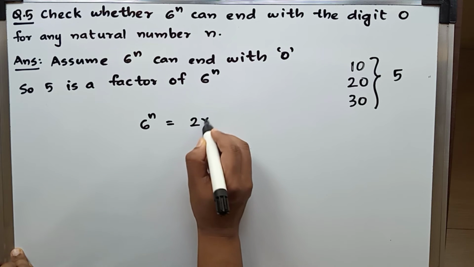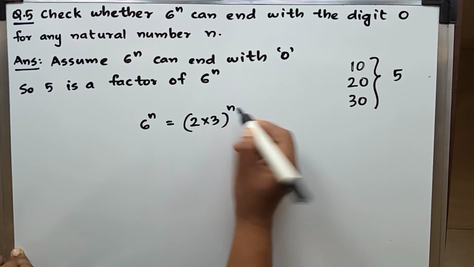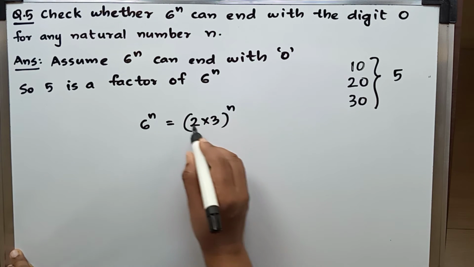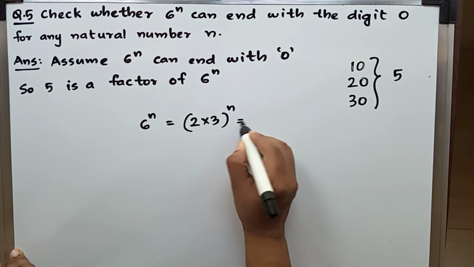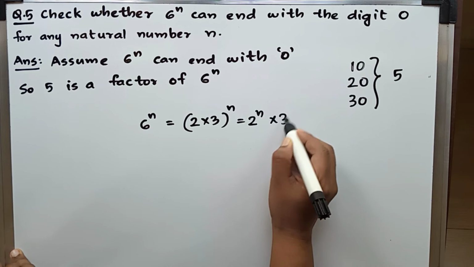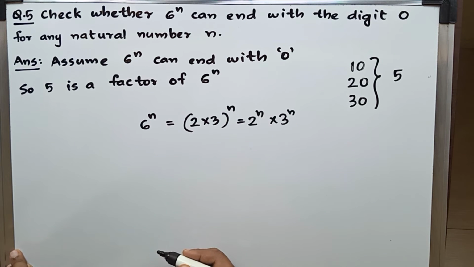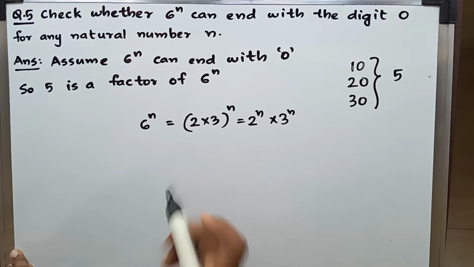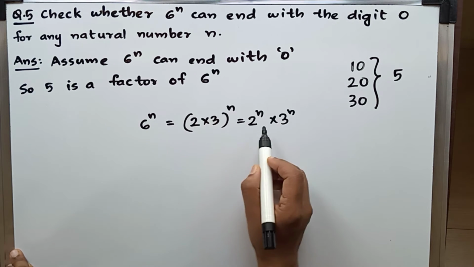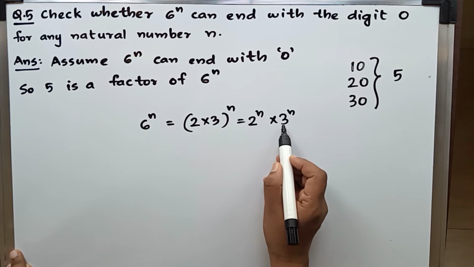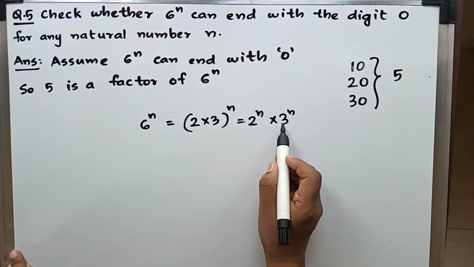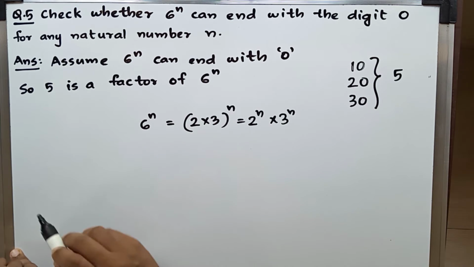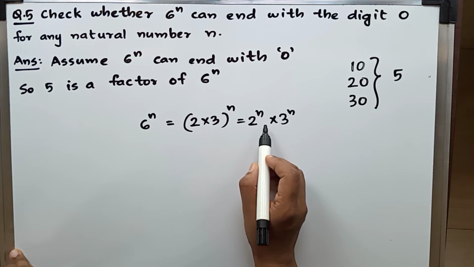Okay, then actually what is 6 raised to n? 6 is 2 into 3, okay, raised to n. 6 can be written as 2 into 3, so 6 raised to n is 2 into 3 raised to n. This is same as 2 raised to n into 3 raised to n. Okay, is there any 5 coming here as a factor? See, we have factorized this number into prime factors, that is 2 and 3 are the only prime factors which will come in 6. So 5 is not coming here.